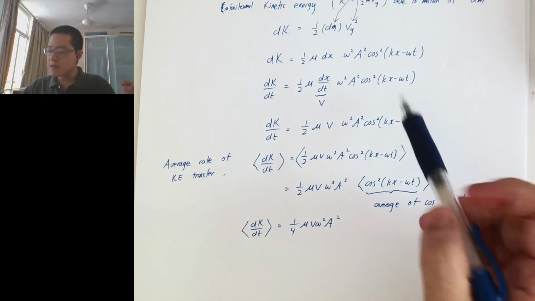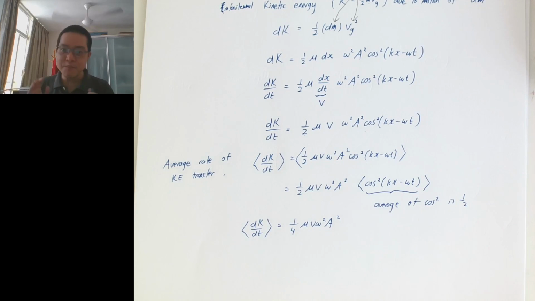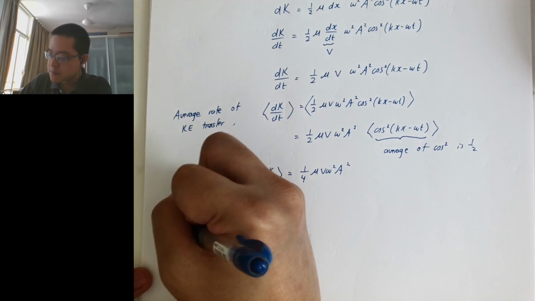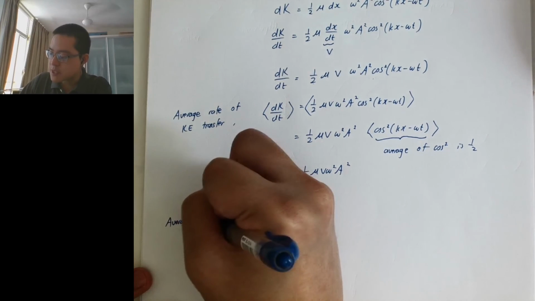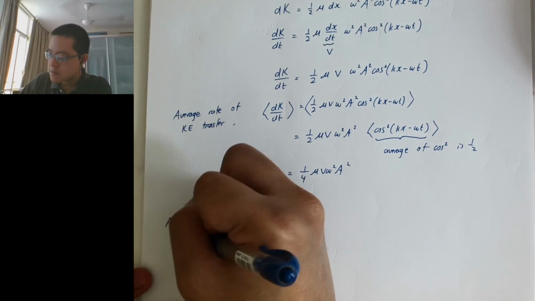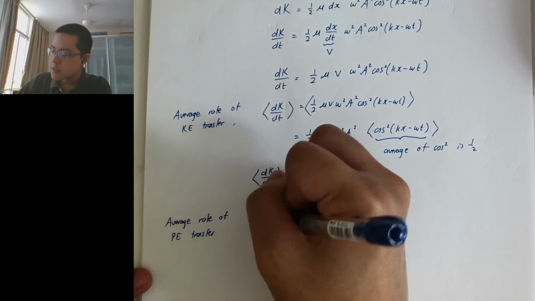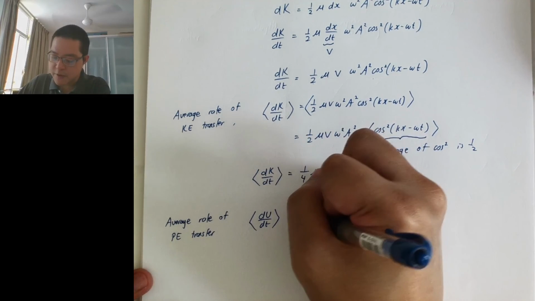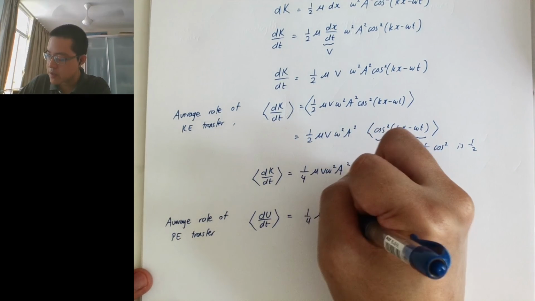Okay, so again, I'm sorry because today I have to mention a lot of things that you actually learn later, but I'm just using it to calculate something. So the average of kinetic energy transfer is given by this, and I will not go through the details, but the average rate of potential energy transfer, the change of potential energy of this point of the string, is going to be given by something similar. So it's 1/4 mu v omega squared A squared.